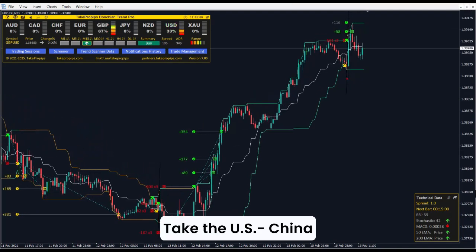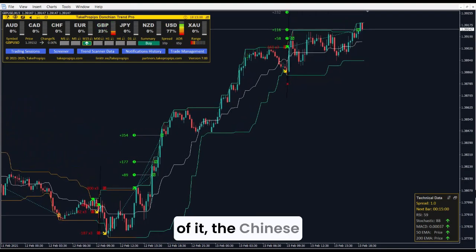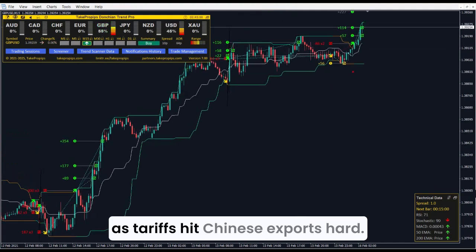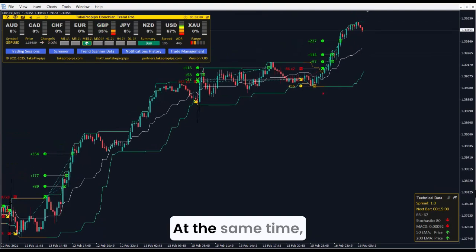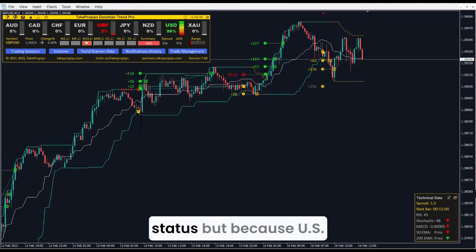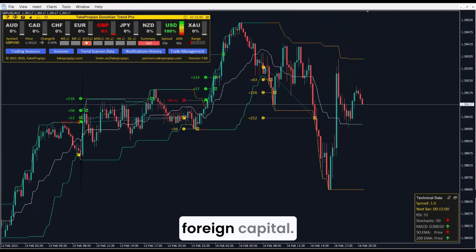Take the US-China trade war, for example. During the height of it, the Chinese yuan depreciated against the US dollar as tariffs hit Chinese exports hard. At the same time, the dollar gained strength not just because of safe haven status, but because US interest rates were relatively higher, attracting foreign capital.